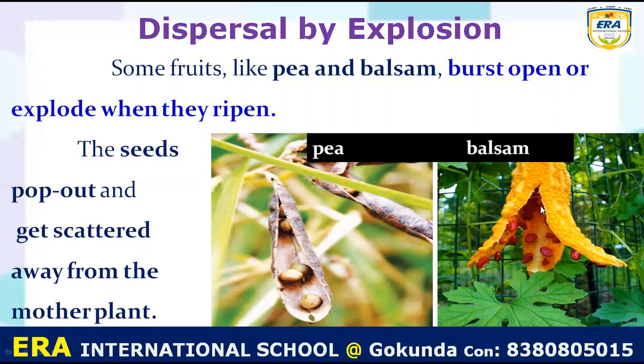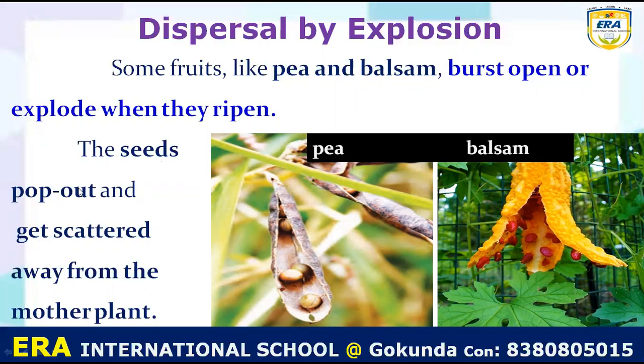Okay, now it's the balsam plant. Now the fruit bursts, and whatever seeds are present in that balsam fruit fall on the ground, and from those seeds a new plant can grow. So dispersal of seeds also takes place by the explosion or bursting of fruits. Understand? So the examples are pea and balsam.